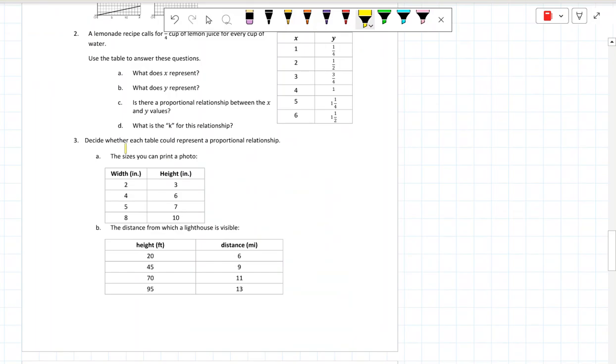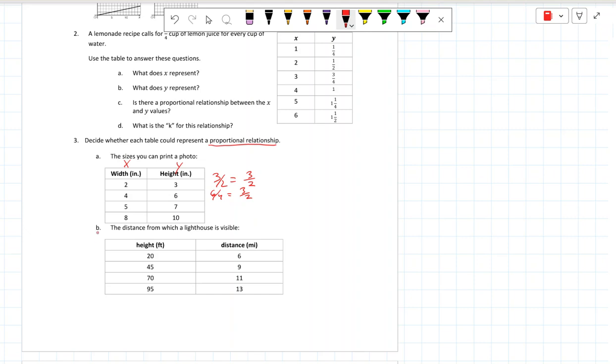Number 3 says decide whether each table could represent a proportional relationship. A, the sizes you can print a photo, and B, the distance from which a lighthouse is visible. Now, this one doesn't offer a graph, so you're going to have to find the ratios of each. I'll get you started, and then you'll finish it. This is our X column and our Y column. This is 3 divided by 2, which is 3 halves. This is 6 divided by 4, which is also 3 halves. You'll check all of them to make sure that they are equivalent. If they are, it is proportional. If they're not, it is not proportional.